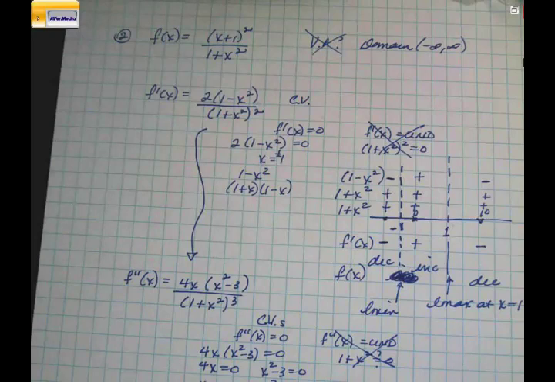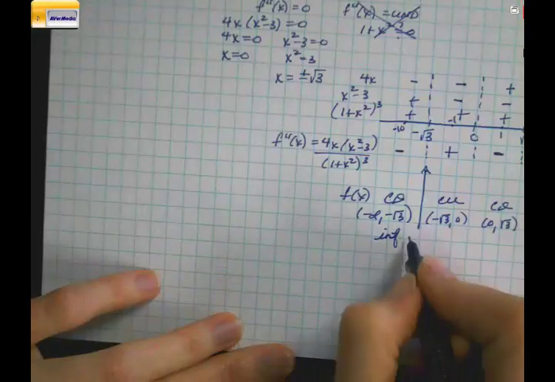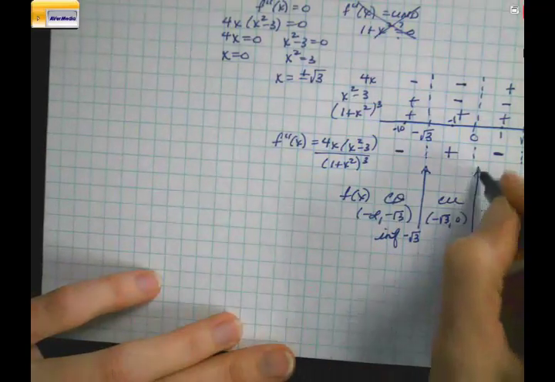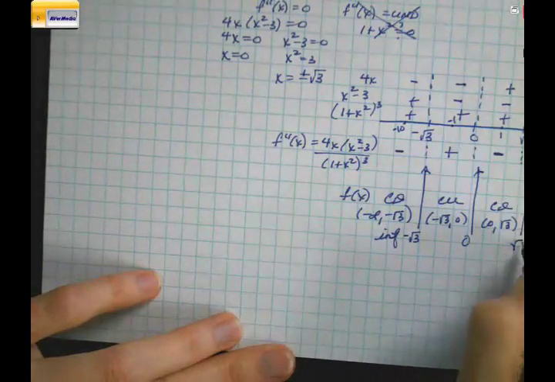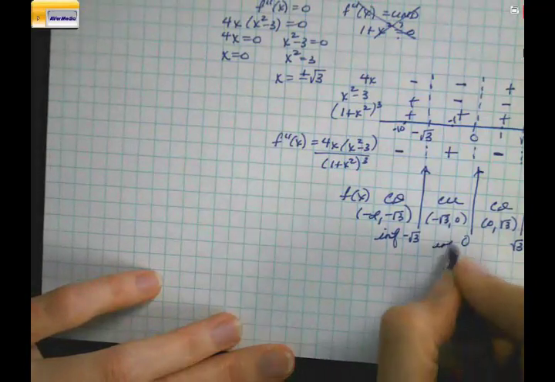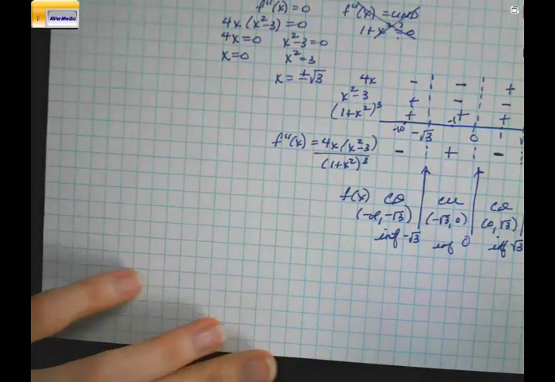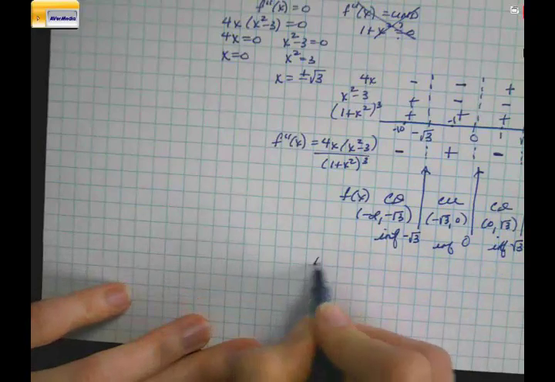Here's our concavity. Looks like we're going to have some points of inflection, right? We're going to inflect at negative square root of 3. We're going to have a point of inflection at 0 and another point of inflection at square root of 3. Okay, we got a lot going on. I don't know if I can fit it all here.